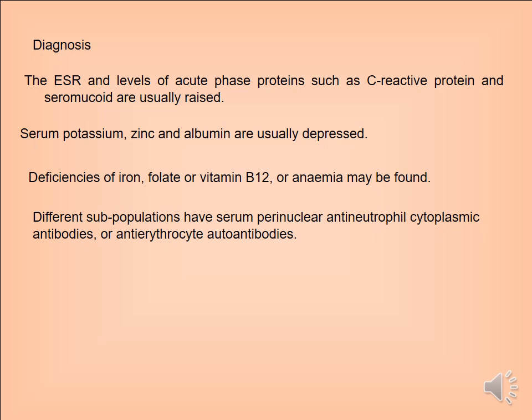How do we diagnose this? ESR and levels of acute phase proteins such as C-reactive protein and serum mucoid are usually raised in Crohn's disease. Serum potassium, zinc, and albumin are usually decreased due to reduced absorption in the ileocecal region. Deficiency of iron, folate, or vitamin B12 can cause anemia. Different subpopulations have serum perinuclear anti-neutrophil cytoplasmic antibodies or anti-lymphocytic autoantibodies due to inflammation.